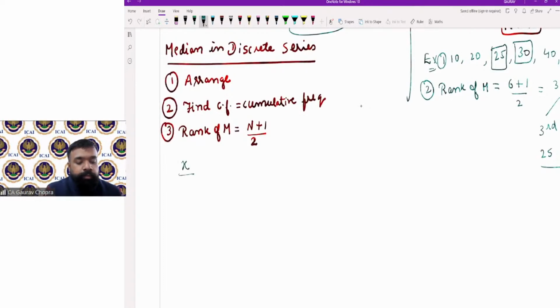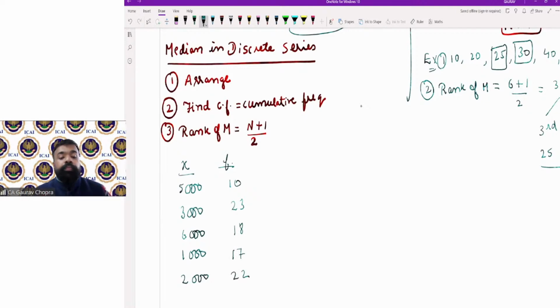X is given: 5,000, 3,000, 6,000, 1,000 and 2,000. Frequency: 10, 23, 18, then 17, 22. This is the frequency given.